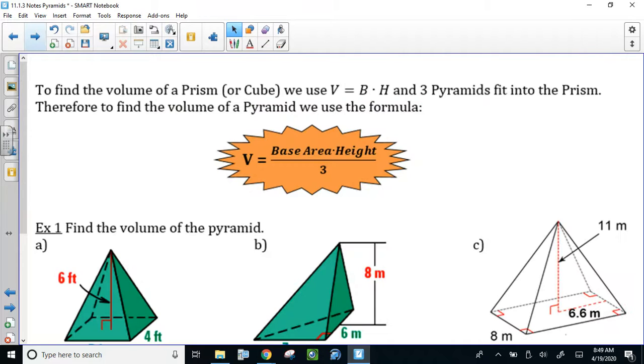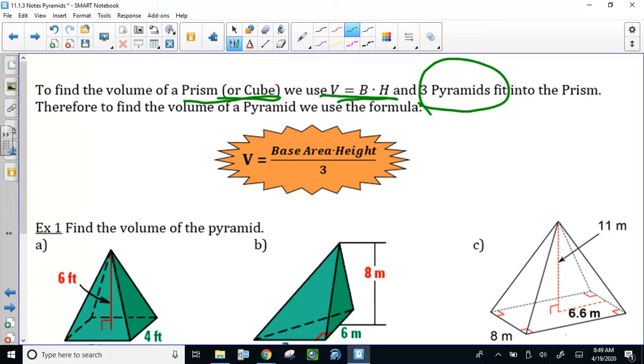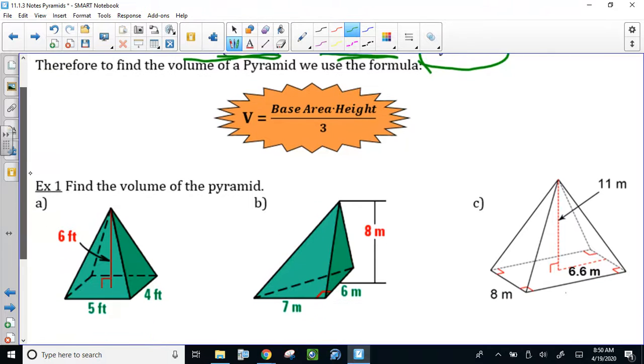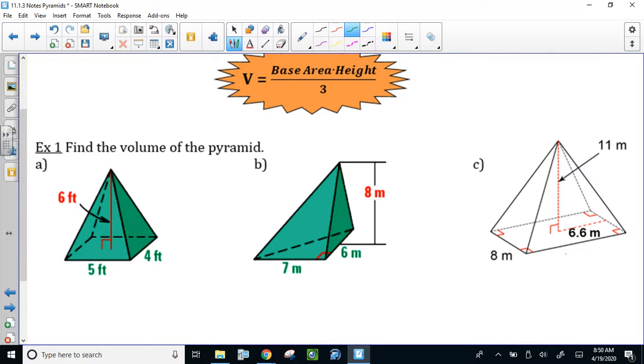So that helps us then to see the volume of a pyramid is going to be the same as the volume of a prism, so base area times height. And then because it takes 3 pyramids to fit into the prism, we can just divide our answer by 3. So using that, let's do a couple of quick examples here.